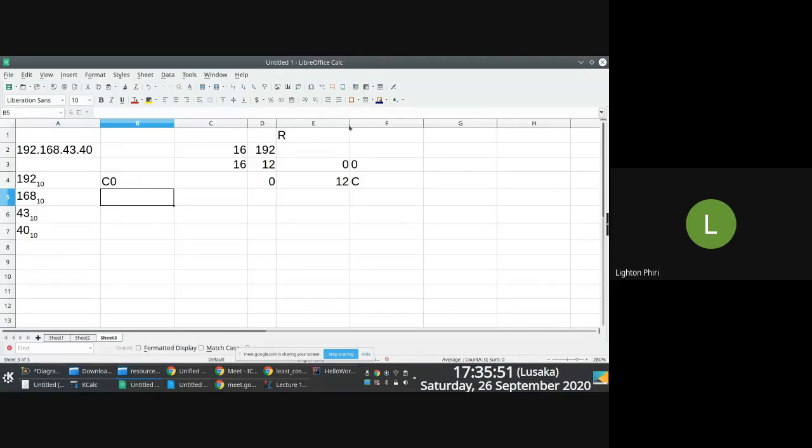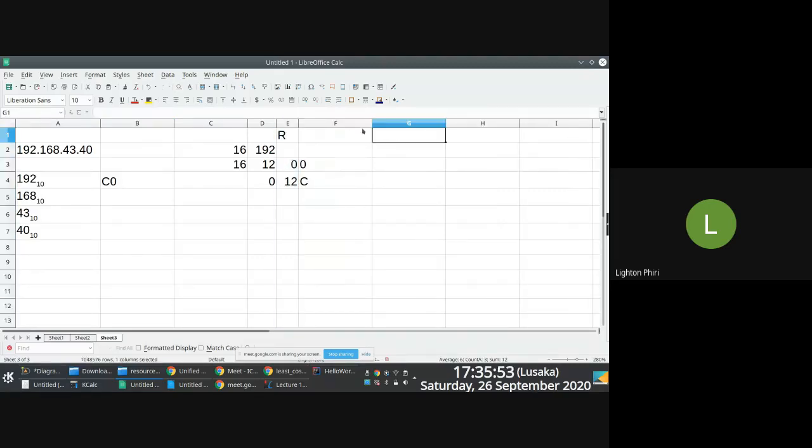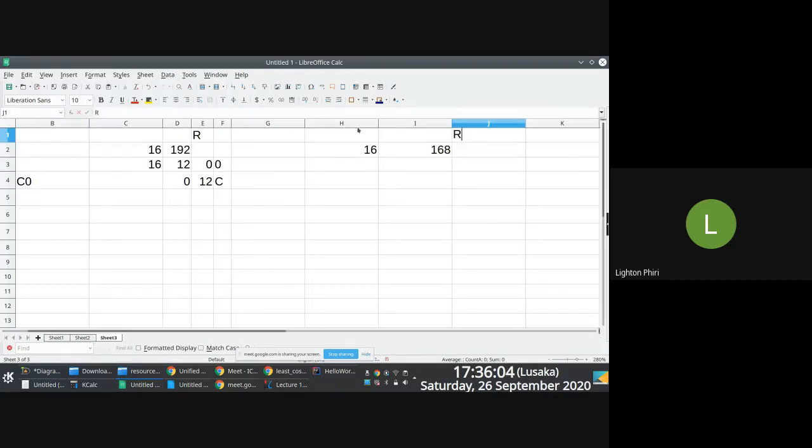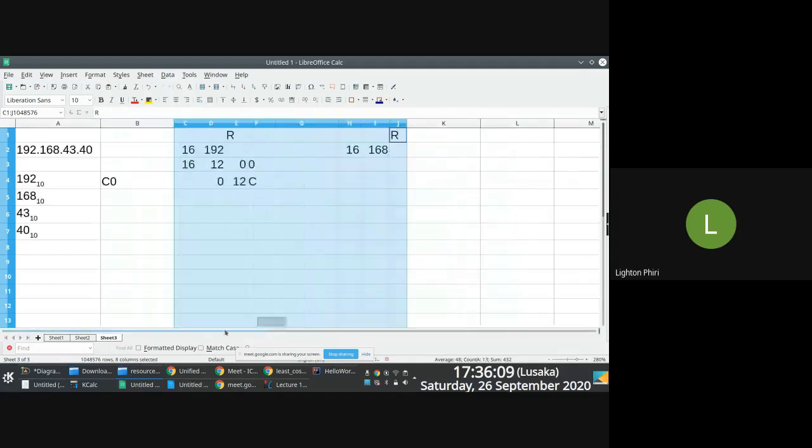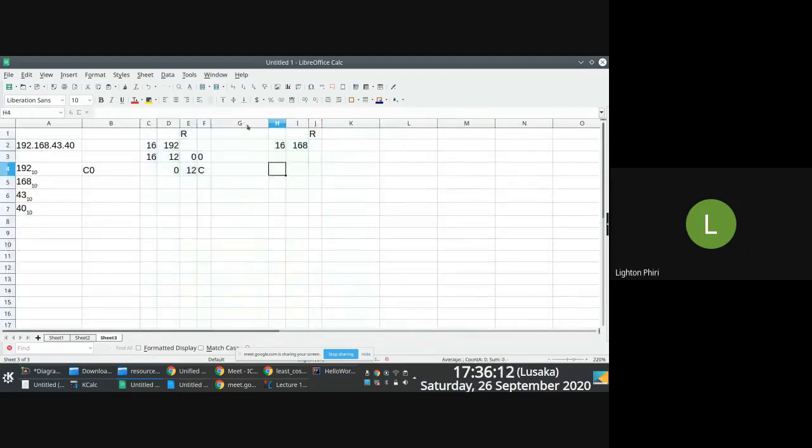You do the same thing for 168. You repeatedly divide 168 by 16, and then you keep track of the remainder. I apologize here, I hope this is still legible enough. So you do the same thing for 168. What is 168 divided by 16? The answer is 10.5. So we're just going to round this, let's say 5 decimal points here.